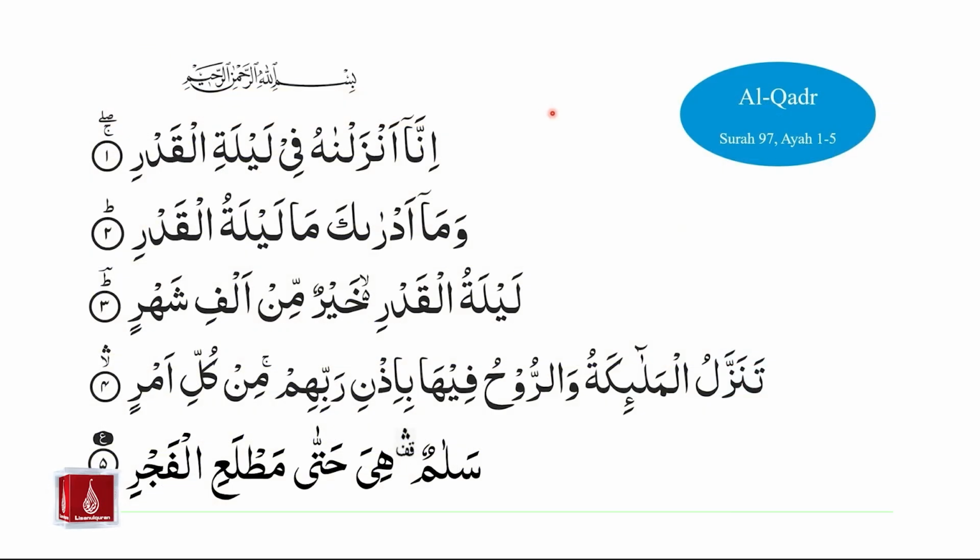The following are ayat from Surah Al-Qadr, which is the 97th surah of the Holy Quran. Bismillahir Rahmanir Rahim. Inna anzalnahu fi laylatil qadr. وما أدراك ما ليلة القدر ليلة القدر خير من ألف شهر تنزل الملائكة والروح فيها بإذن ربهم من كل أمر سلام هي حتى مطلع الفجر صدق الله العظيم.